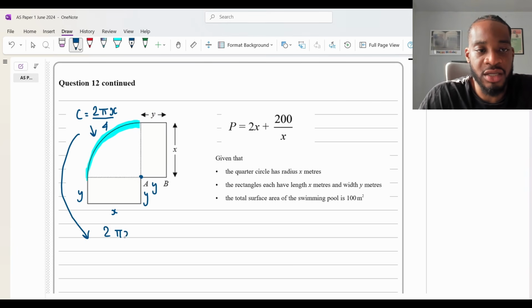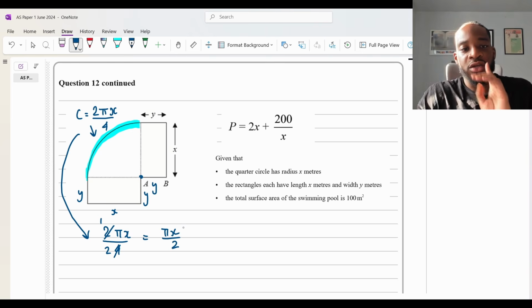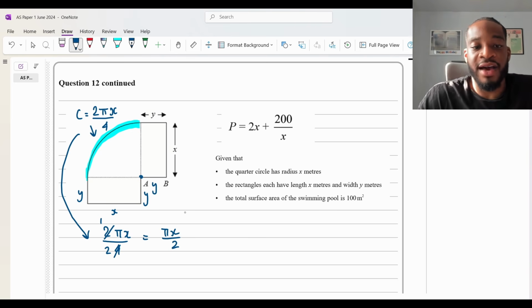2 pi x over 4 is the same as, that goes into 2 once, that goes into 2 twice. It's pi x over 2. Perfect. So now I'm in a position to find the perimeter.